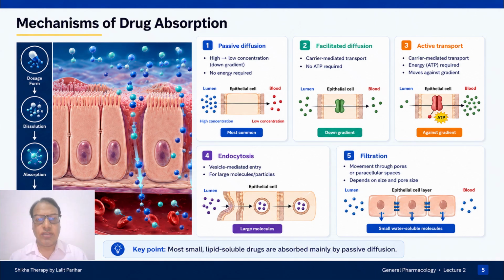Next is endocytosis. In this process, the cell membrane surrounds the substance and forms a vesicle to carry it inside the cell. So the cell engulfs it, eats it, like that. You must have read about phagocytosis, pinocytosis, like that process. This mechanism is particularly important for some large molecules and particles. One other mechanism is filtration. Here small water soluble molecules move through pores or paracellular space. This movement mainly depends on the size of the molecule and the size of available pores.